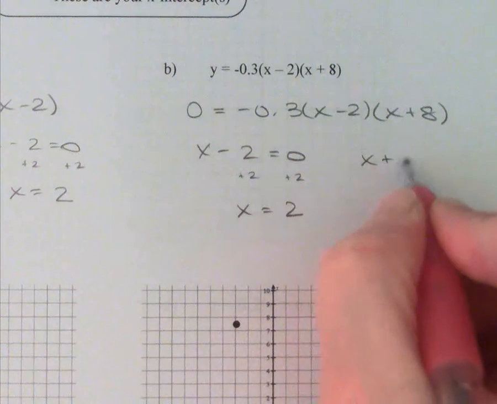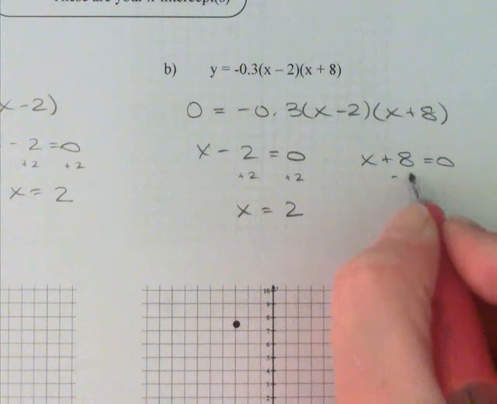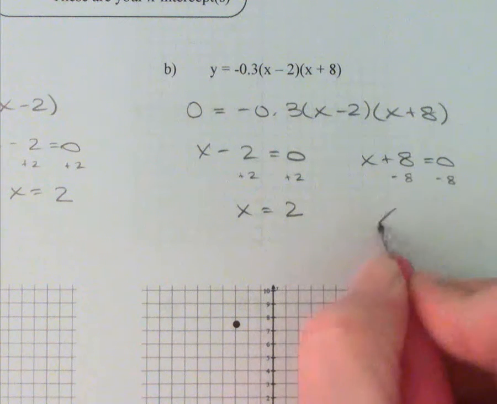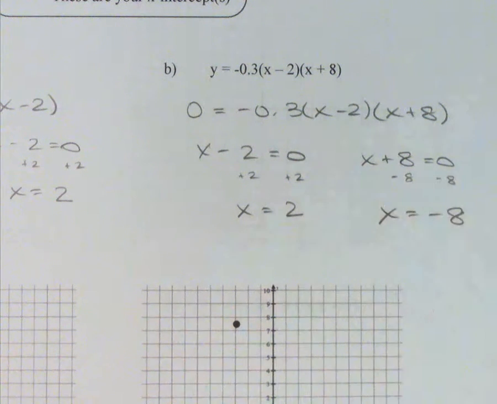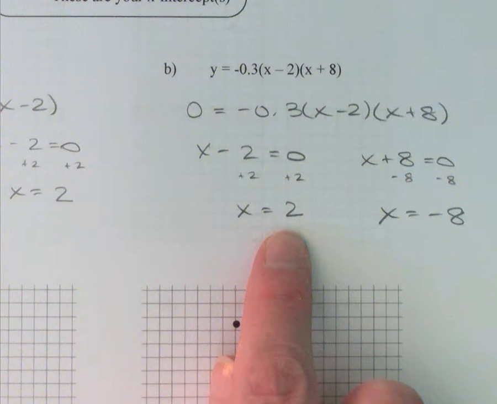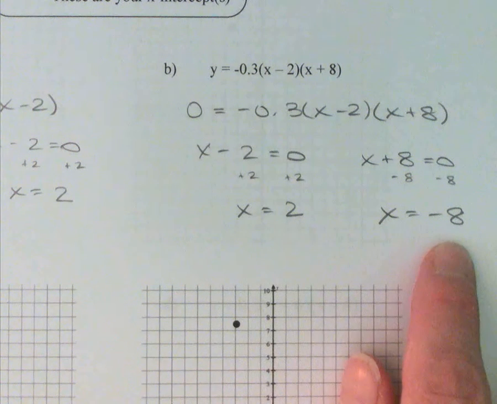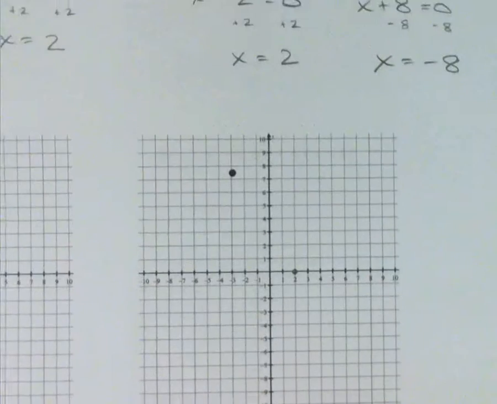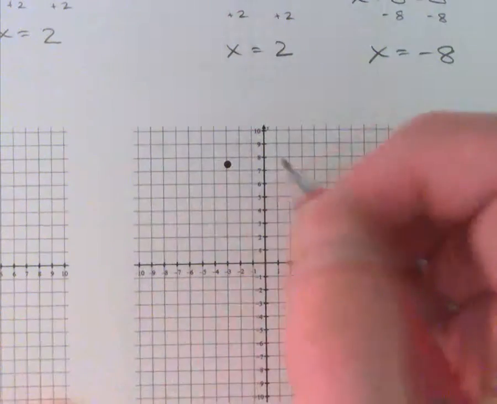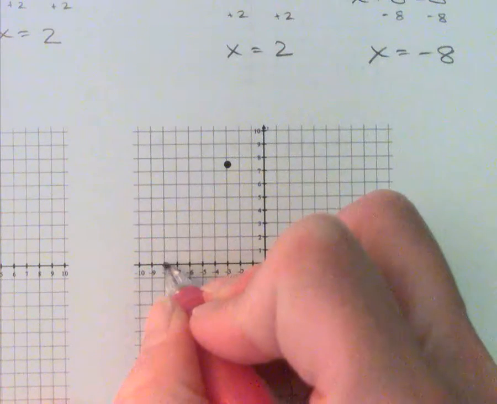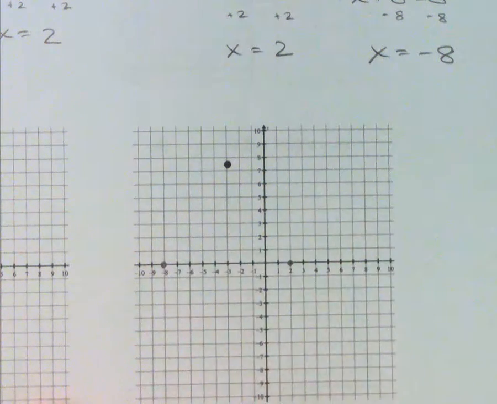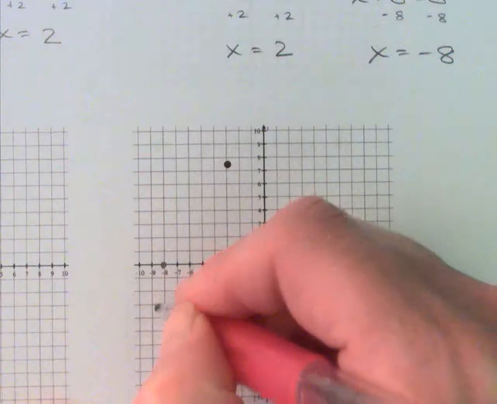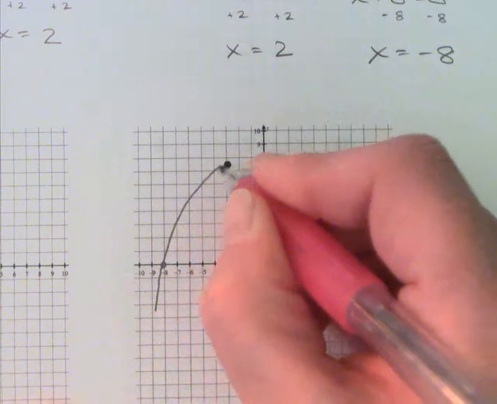Or it could be that x plus 8 is equal to 0. So I'm going to subtract 8 from both sides, and x is equal to negative 8. So my x-intercepts are either at 2 or at negative 8. So I'm going to put an x-intercept at 2. And I'm going to put 1 at negative 8. And then I'm going to join those 3 points together.